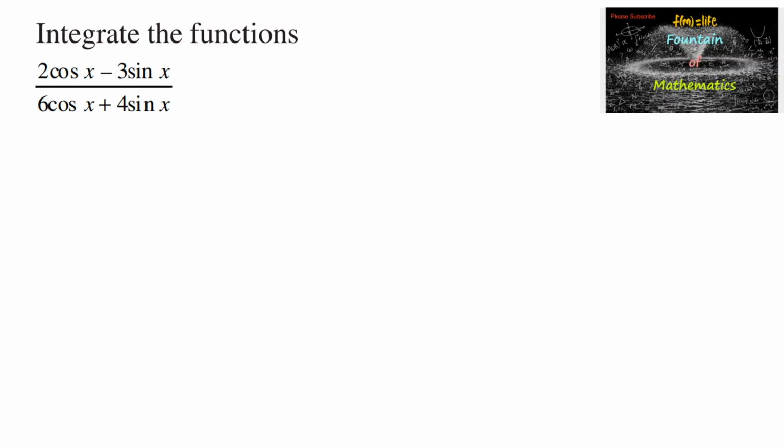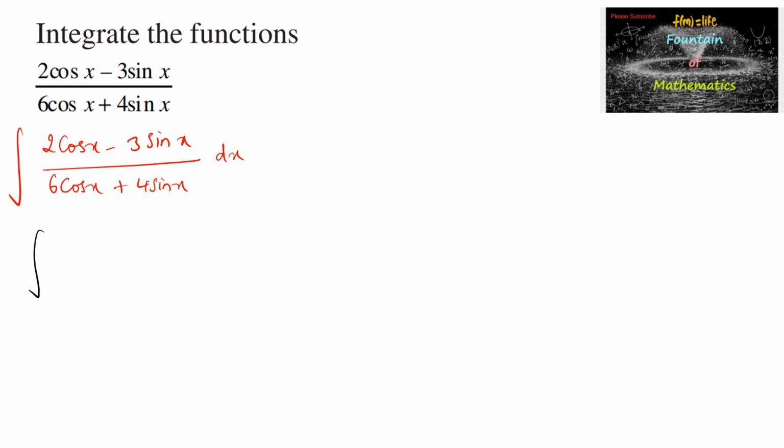Integrate the function (2 cos x minus 3 sin x) upon (6 cos x plus 4 sin x). You can write integral (2 cos x minus 3 sin x) upon (6 cos x plus 4 sin x) dx. We can simplify the denominator, taking 2 common, as 2 times (3 cos x plus 2 sin x). And it's very clear that the differentiation of the denominator 3 cos x plus 2 sin x will give the numerator 2 cos x minus 3 sin x.